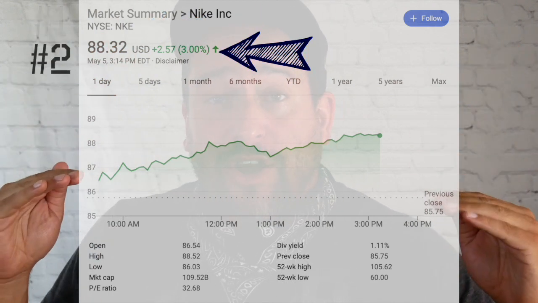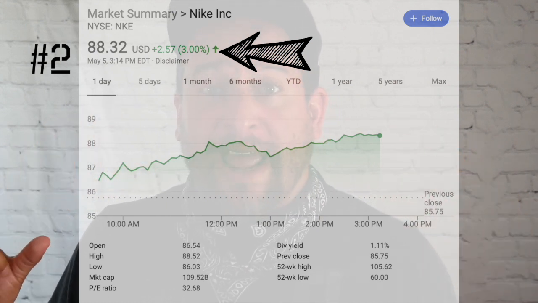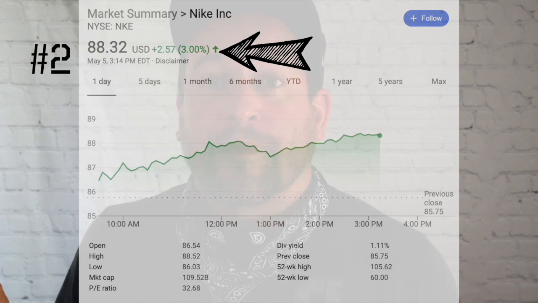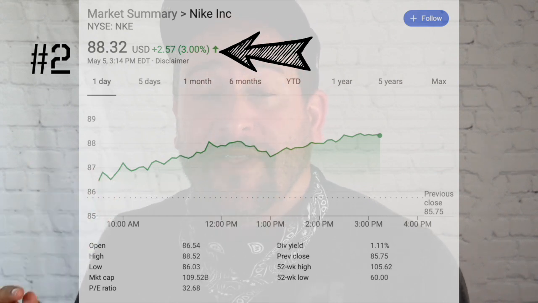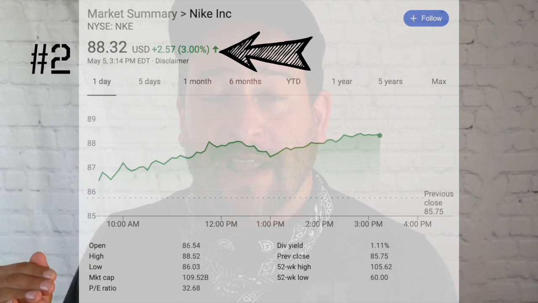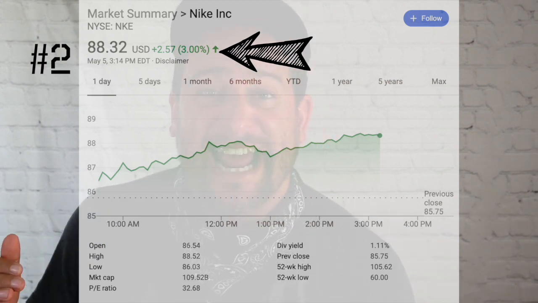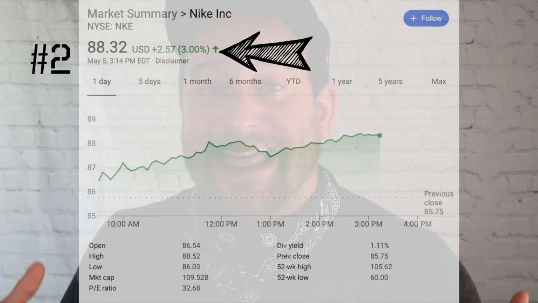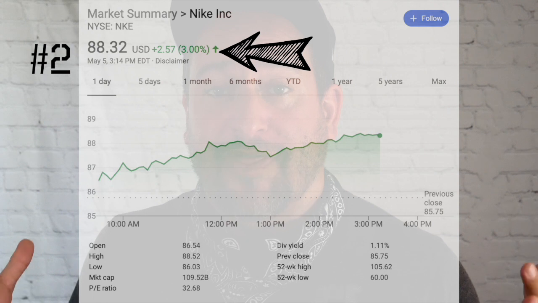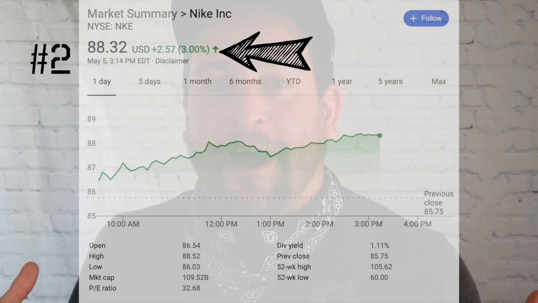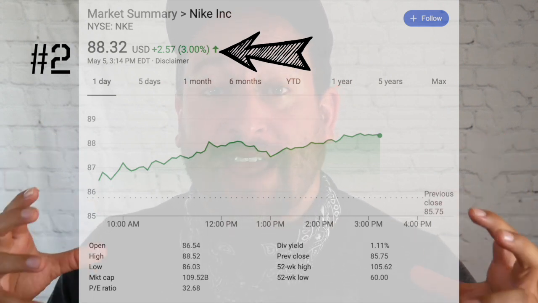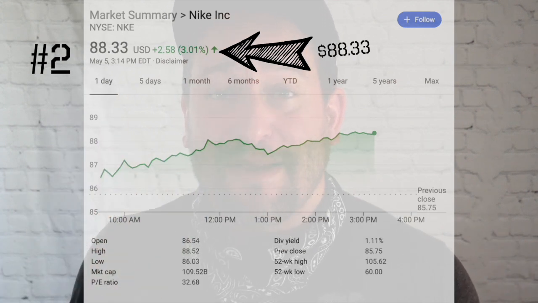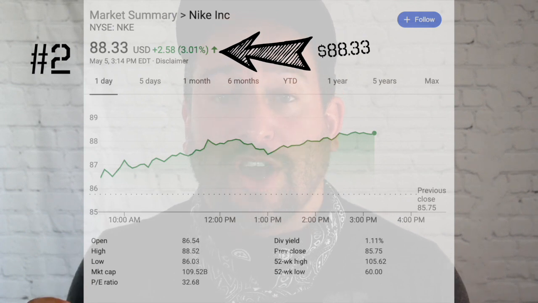Below it you're going to see the value, right? And it's going to be giving you a number in USD, and it's going to be telling you the time, and how much it costs right below it. So when you're looking at this, it's going to say 88.32. That means each individual Nike stock at the time that I pulled this image, at 3:14 p.m., one stock was worth $88.32. But look how quickly it could change. Within the same minute, the stock can go up or it could go down.